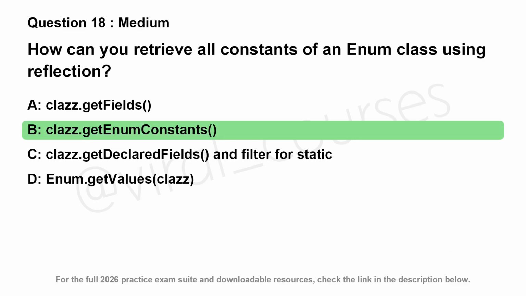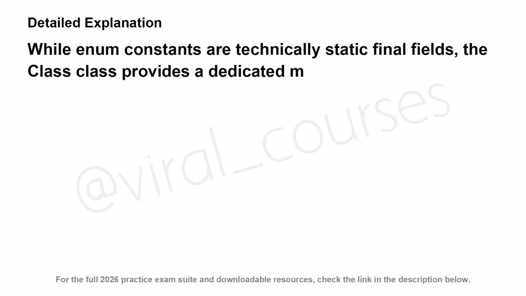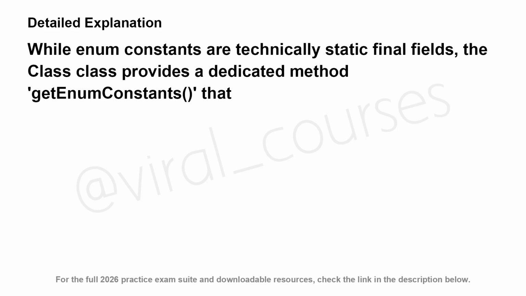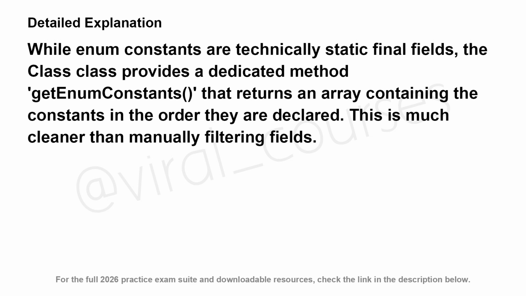The correct answer is B. While enum constants are technically static final fields, the Class provides a dedicated method, getEnumConstants, that returns an array containing the constants in the order they are declared. This is much cleaner than manually filtering fields.